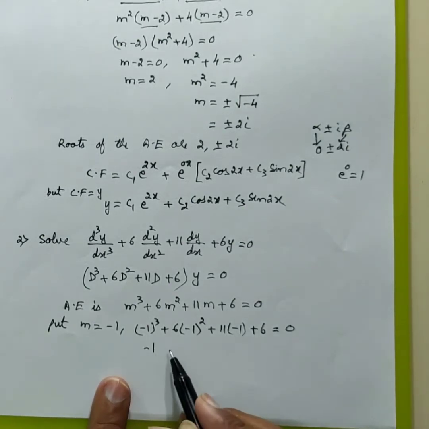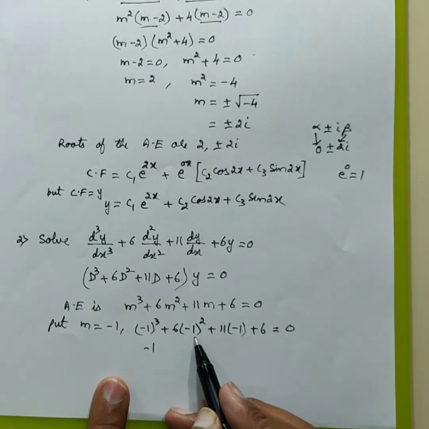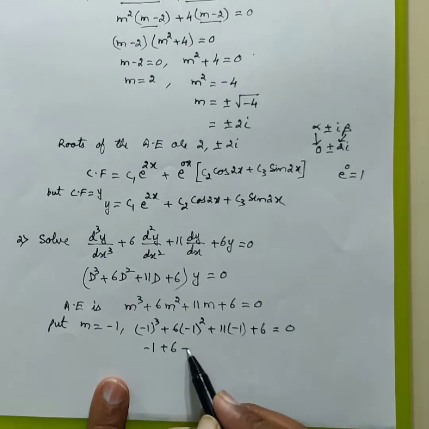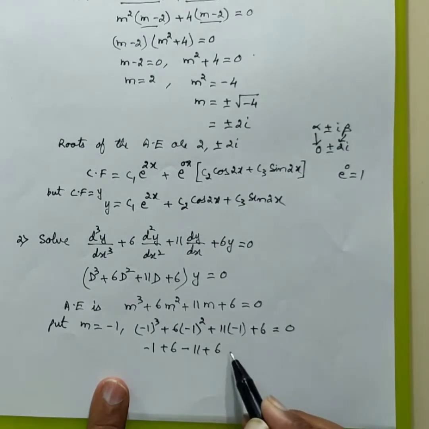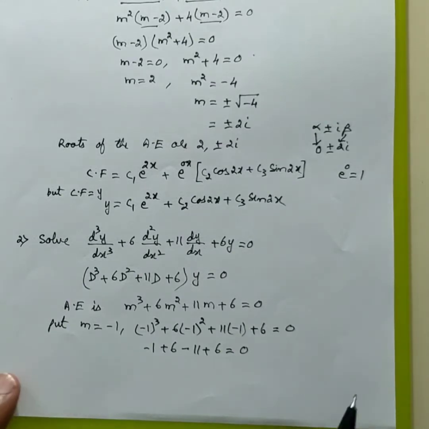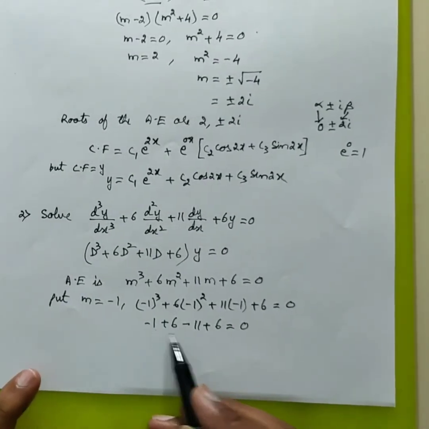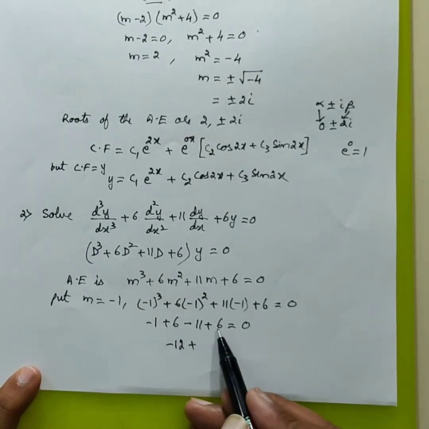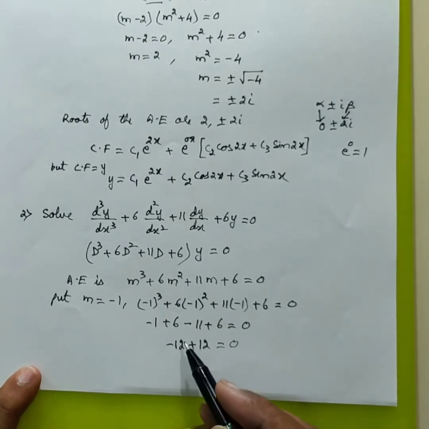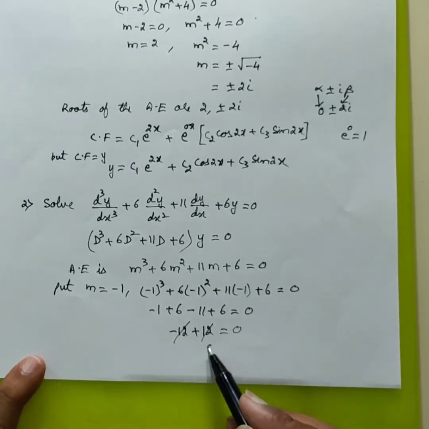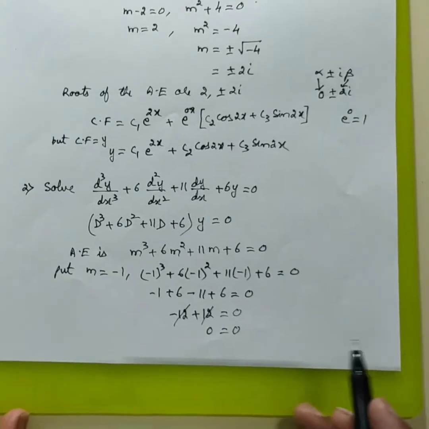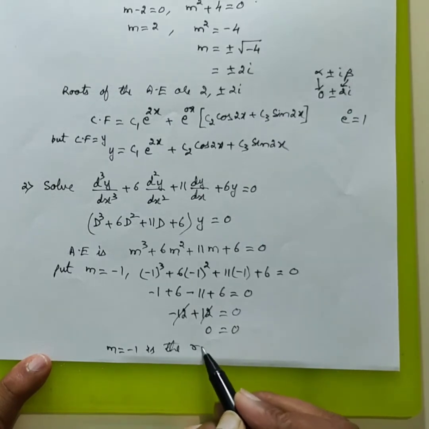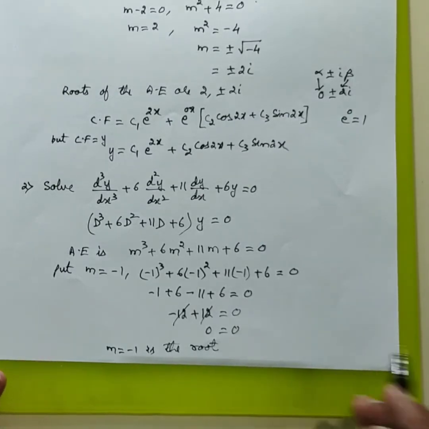So this becomes -1. (-1) whole square will be +1, so 6 times 1 will be 6. Here plus into minus will be -11, plus 6 is equal to how much? Here you have -1 minus 11 will become -12, plus 6 will become 12, is equal to 0. So -12 plus 12 will cancel out, and we get 0 = 0. So what does this mean? That is, m = -1 is the root. We have shown that m = -1 is the root.